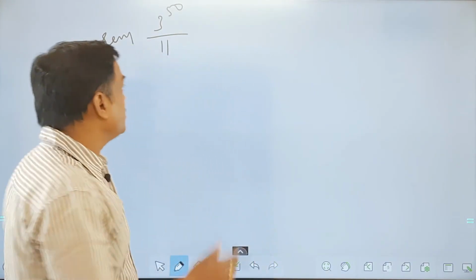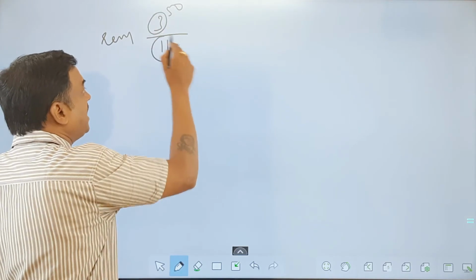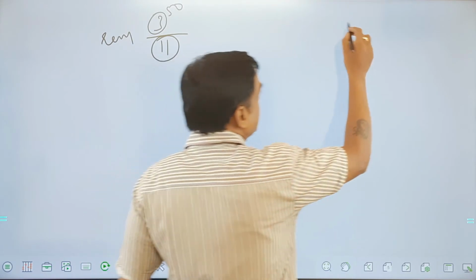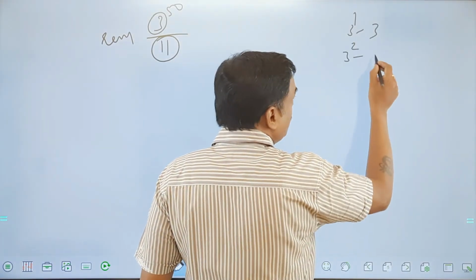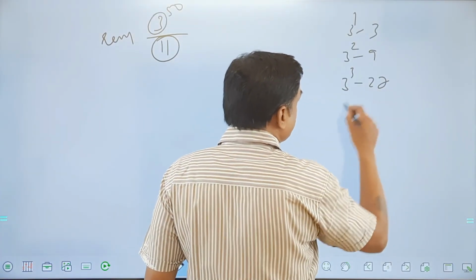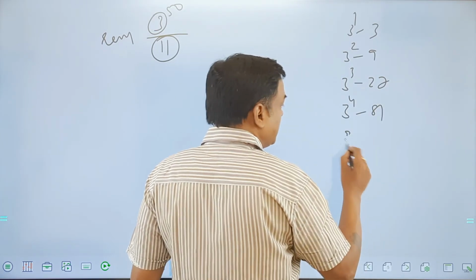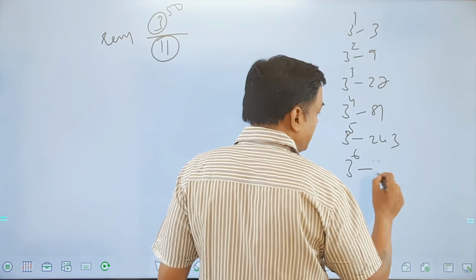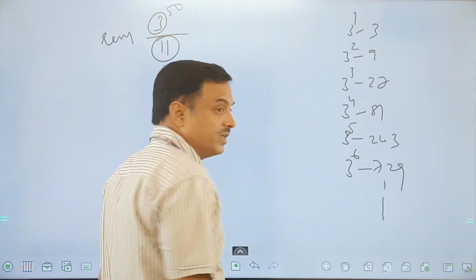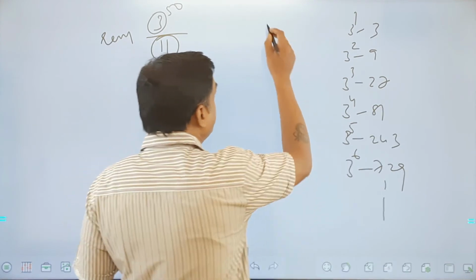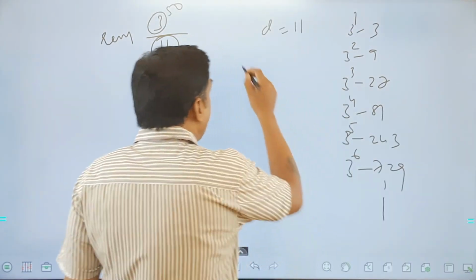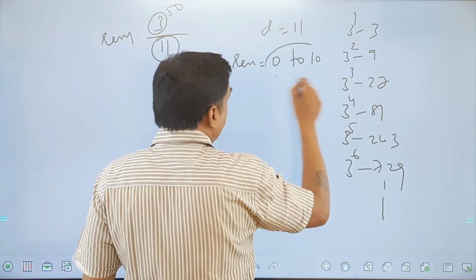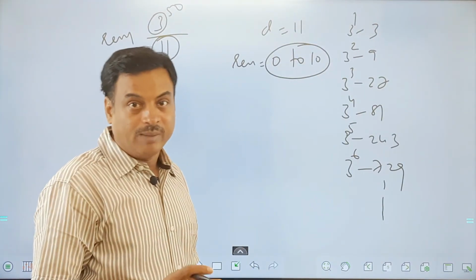Type 1 question. If you observe, why type 1? Because 3 and 11 both are co-primes, as we discussed, right? So what should I do, friends? 3 power 1 is 3, 3 power 2 is 9, 3 power 3 is 27, 3 power 4 is 81, 3 power 5 is 243, 3 power 6 is 729, and so on. Now what is your divisor, friends? The divisor is 11, and the remainder will be from 0 to 10 inclusive. It could be anything from 0 to 10 as a remainder.